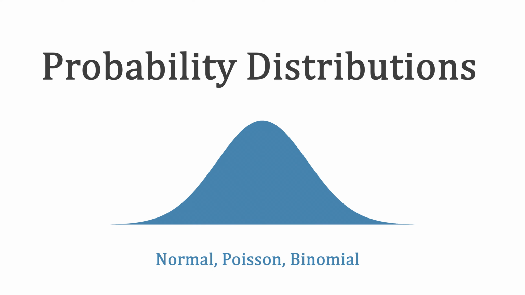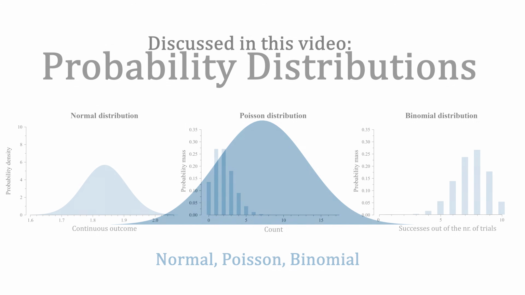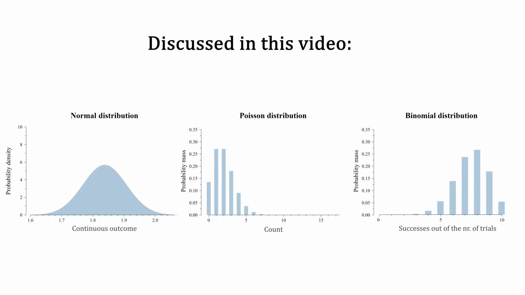Probability distributions are a core concept in science. They underlie everything from simple tests to complicated models. In this video, I will explain 3 very commonly used probability distributions for continuous variables, counts, and ratios. I will explain why they look the way they do and why they can be good approximations to the processes that we use them for.